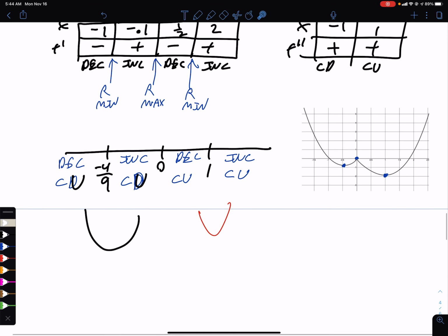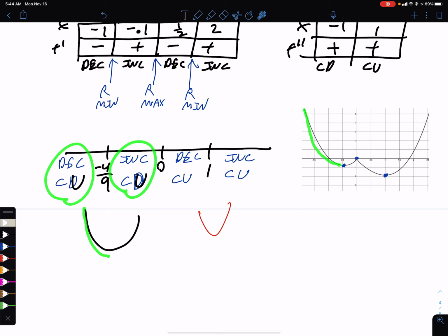And then decreasing concave up, it looks like that. So we get that portion. Increasing concave up, that's increasing, that's concave up. You get that portion. Decreasing concave up, you get that portion. So we get that. Increasing concave up is that portion, you get that. So that's how you get that graph. That's how it would look.